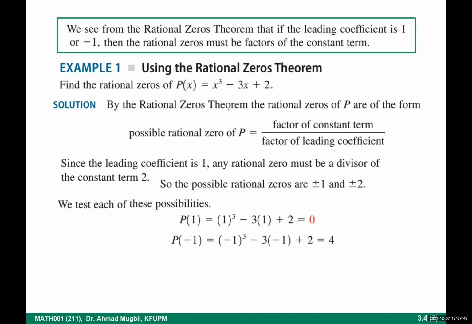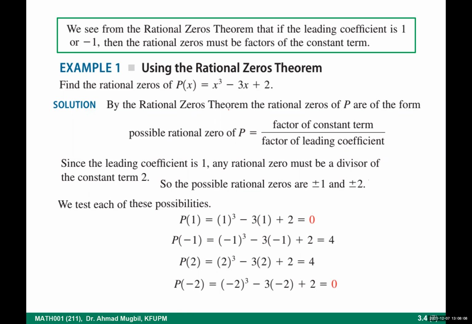Now, what will you try next? Negative 1. Is it a 0? No, it is not. Then you will try 2. It is not. Then negative 2. It is a 0. So we are done. These are all the rational zeros that are nominated to be.